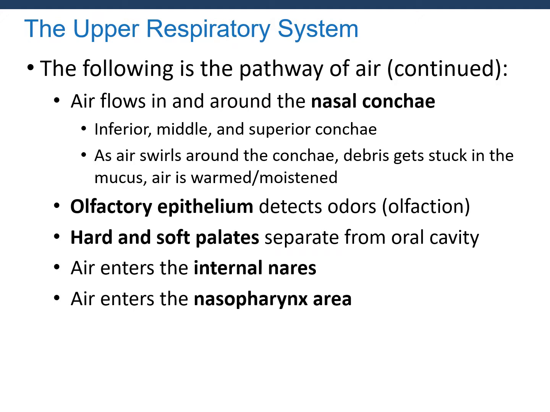Now, along the upper respiratory pathway, air is going to flow through the nose, past the inferior, middle, and superior nasal conchae, those ridges that make the air more turbulent, swirl it around to help get debris stuck in there, as well as warm and moisten the air. It is also, of course, involved in scent, getting some of that air to the olfactory epithelium to detect odor, and then it will extend its way back to the nasopharynx area.